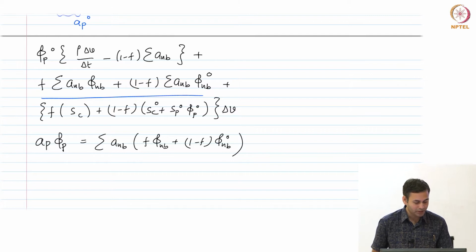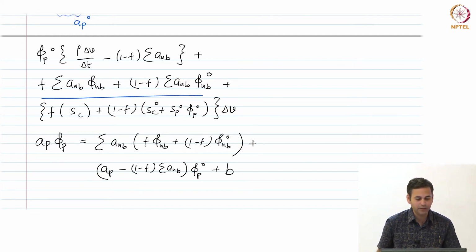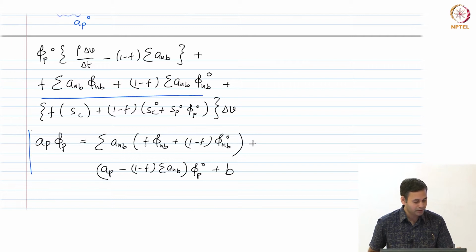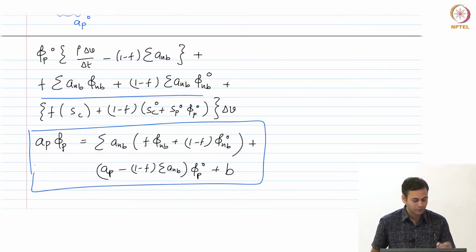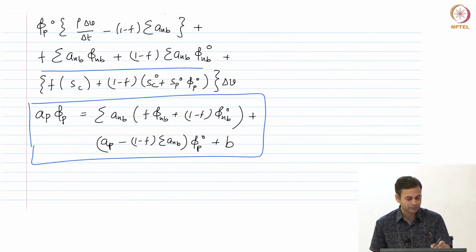Then what else? What other terms are remaining? Plus we have this first guy, that is AP0 minus 1 minus f times sigma a and b times phi p 0, plus we have b, right. That is our simplified equation, okay. So, that is our general equation for the unsteady diffusion equation, right. Is it correct? Okay.